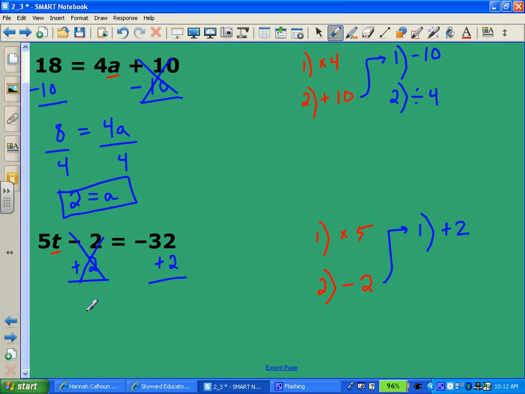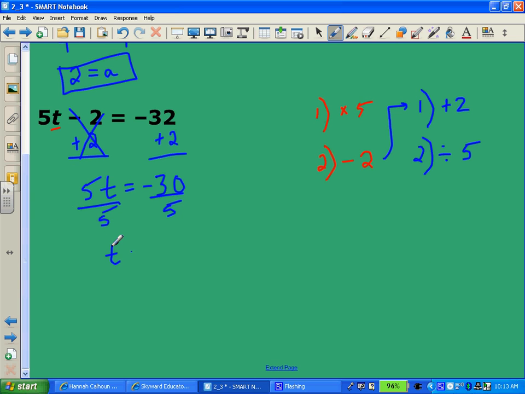Over here, negative 2 plus 2, that's 0, so that's going to cancel out. Now I have negative 32 plus 2. So remember, when I'm adding numbers with different signs, I subtract them. So 32 minus 2 is 30. And I keep the sign of the bigger number. 32 is bigger, so it's negative. Then I have to undo times 5, which the opposite of timesing by 5 is dividing by 5. So then I'm going to divide both sides by 5. And negative 30 divided by 5 is negative 6.